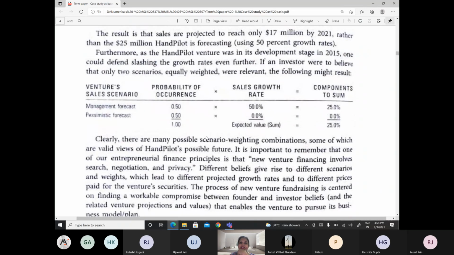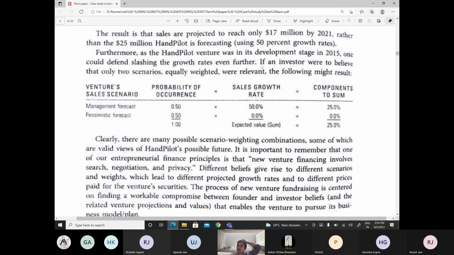So the result is that the sales are projected to reach only 17 million by 2021 rather than the 25 million Hand Pilot is forecasting, using 50% growth. Furthermore, as the Hand Pilot venture was in its development stage in 2015, one could defend slashing the growth rates even further. If an investor were to believe that only 2 scenarios equally weighted were relevant, then the following might result.